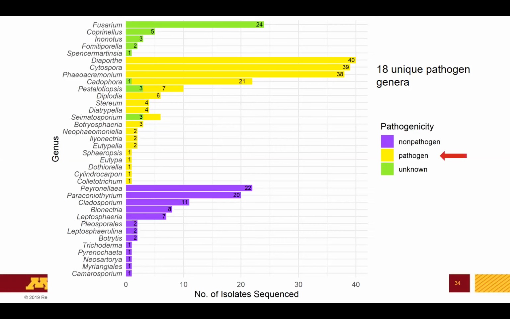So some of these results were somewhat surprising. I guess we thought we would find more Eutypa. Cytospora, that was very exciting for a plant pathologist to find because we were not previously aware that that was present on grapevines in Minnesota, since this type of research had not been done before.